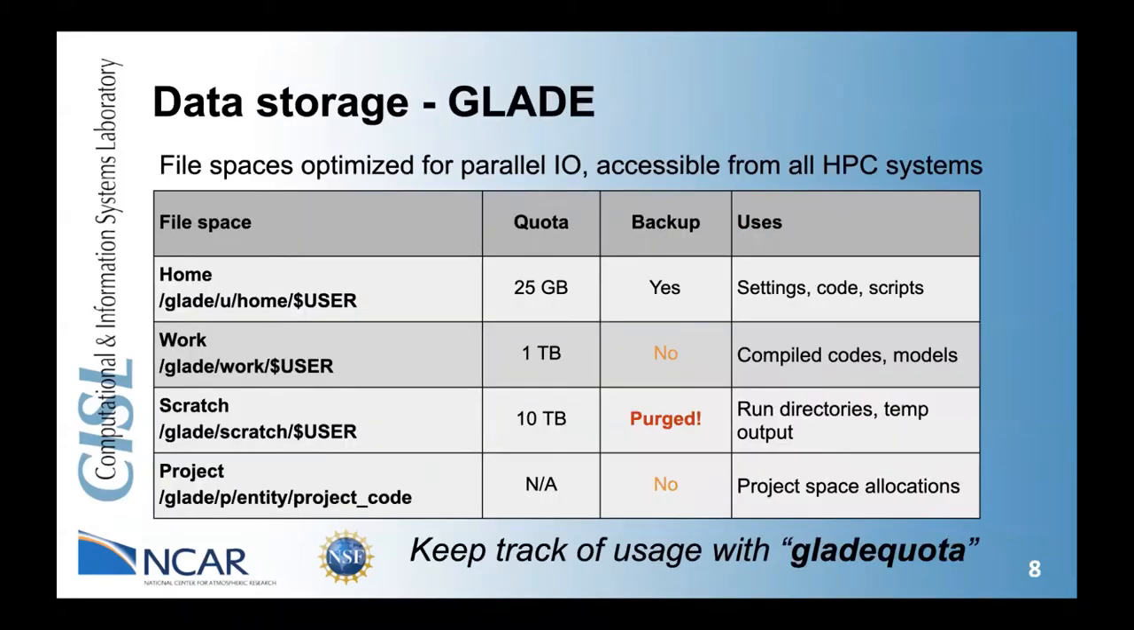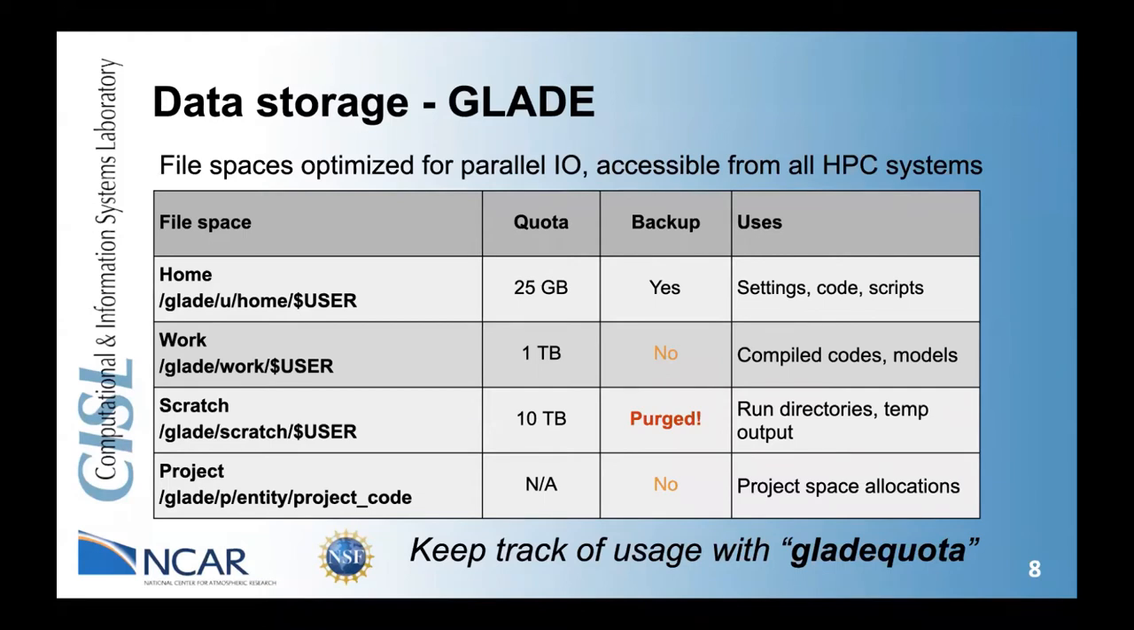Okay. So where do we store data on these systems? Glade is a big parallel file system. I believe it stands for the Globally Accessible Data Environment. And the global bit of that just means it's available on all the systems that CISL supports. So Glade is mounted everywhere. So whether you're on Cheyenne or Casper, or even some of the other smaller systems that I won't be talking about today, these file spaces will be mounted and they'll exist.